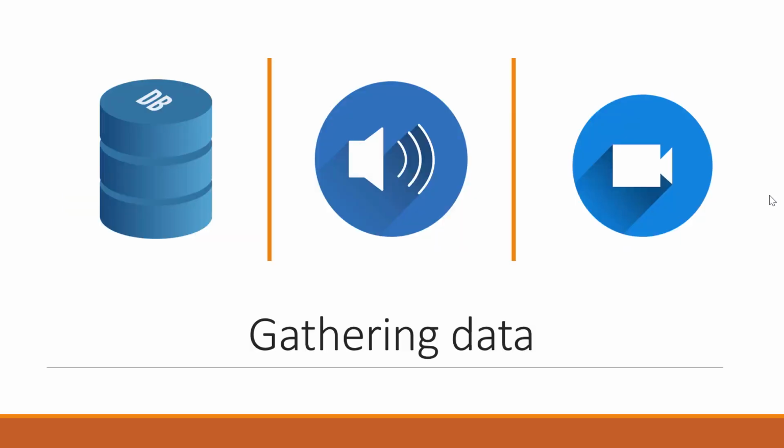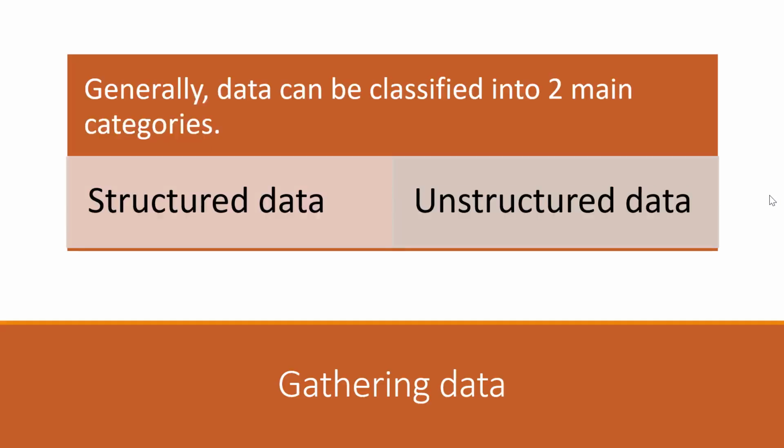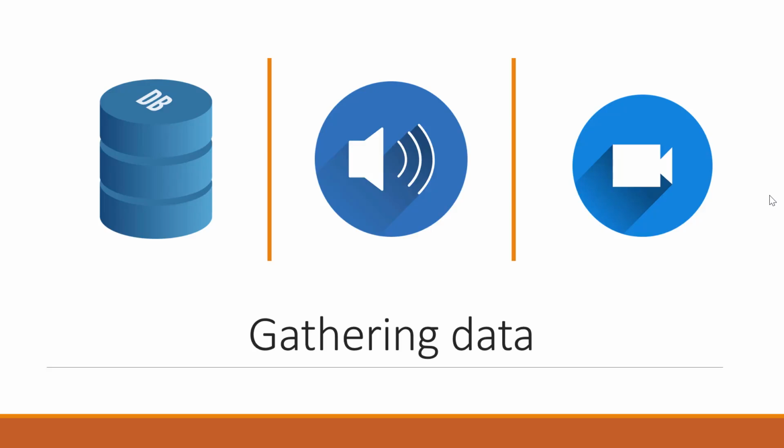Now after this, the next main category is unstructured data. So it is clear from its name itself.